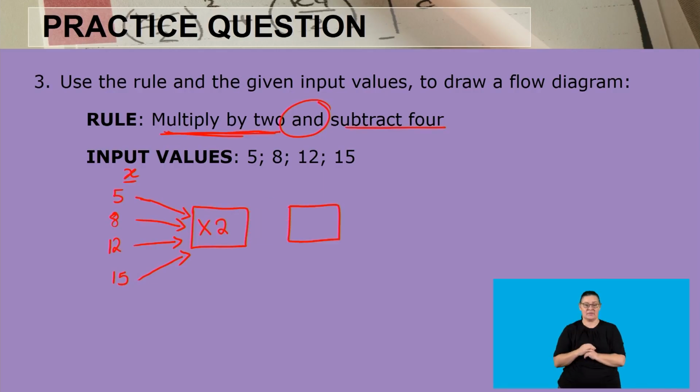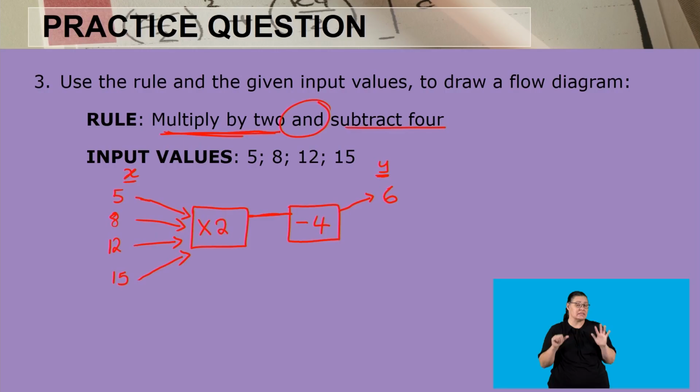Let's do them individually. So first they're going to be multiplied by 2, and then we are going to subtract a 4. So let's look at what output values are going to result from these input values. Let's start with the first one, which is 5. So 5 multiplied by 2, we know that is going to be a 10. So from that 10, we are going to move right along. We are going to subtract our 4, and our answer there is going to be a 6.